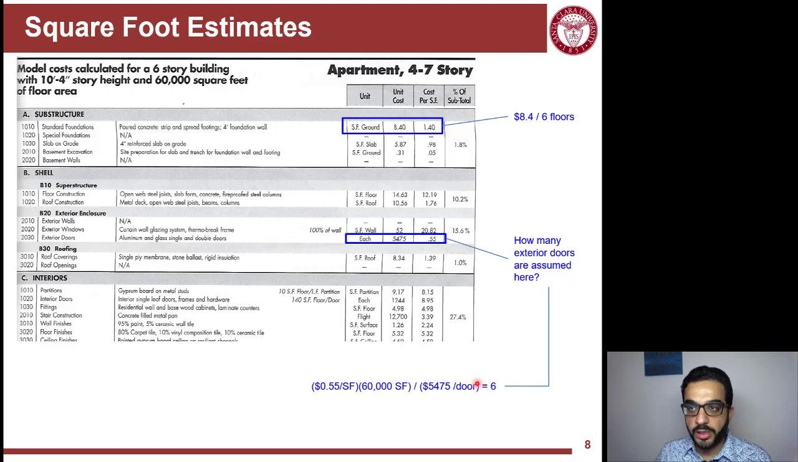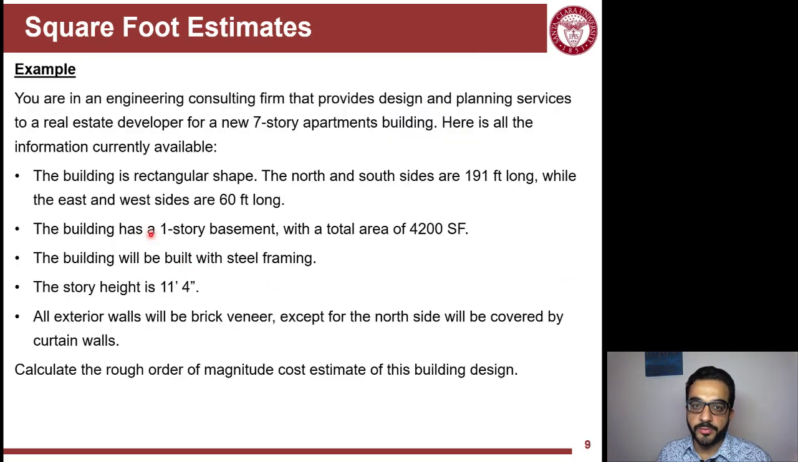So now I know that the model here is based on 6 exterior doors. These are just examples to show you it can make sense. You can kind of reverse engineer the values and see what assumptions were used in this square foot cost model.